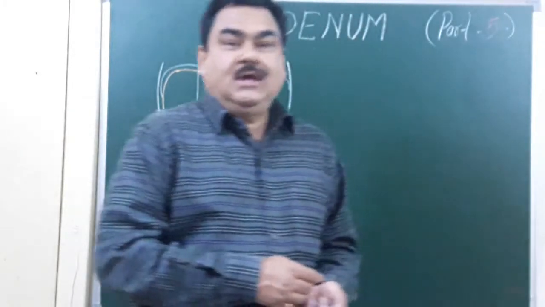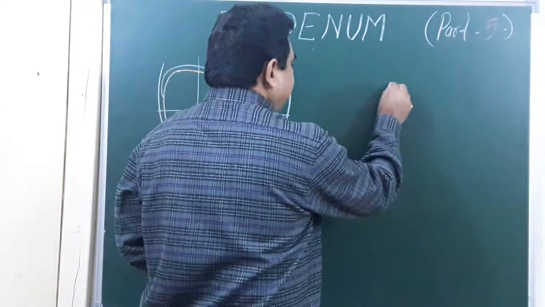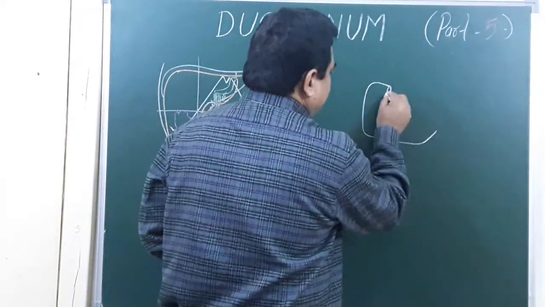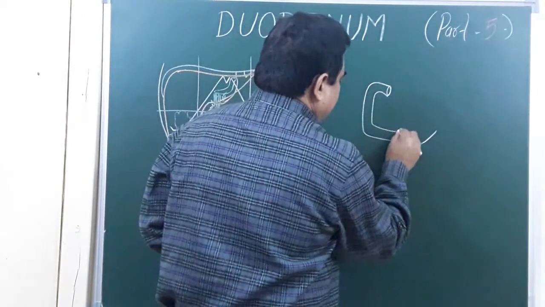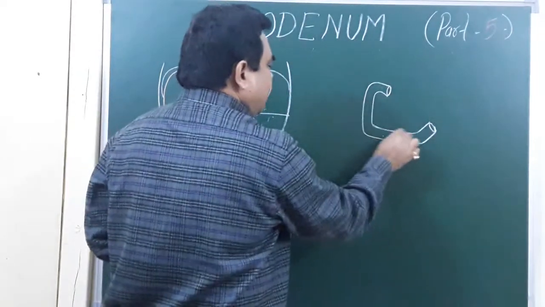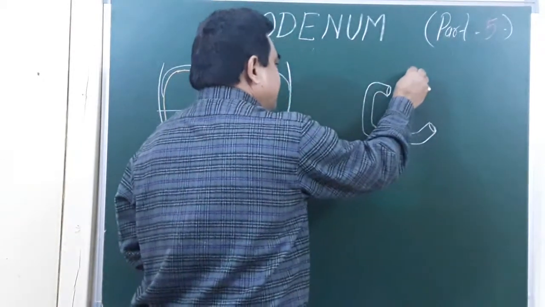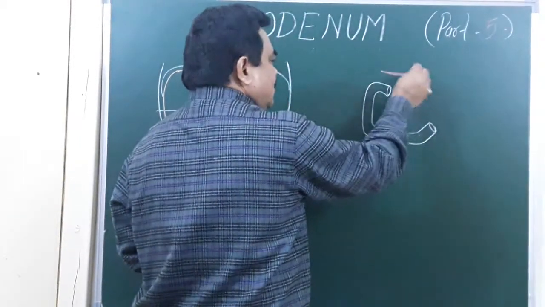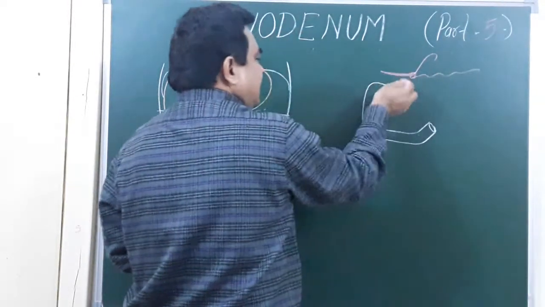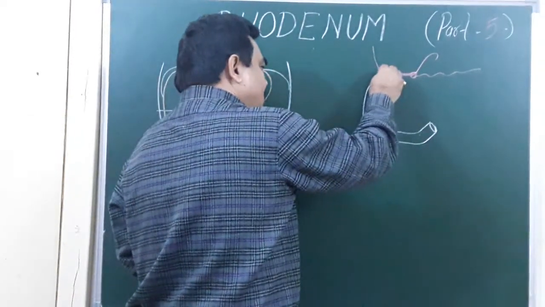Now we'll discuss the arterial supply of the duodenum. Here is the position of the duodenum. This is the duodenum, first, second, third, fourth part. Here is the celiac trunk. As you know, it gives 3 branches: left gastric, splenic, and common hepatic. The common hepatic gives the hepatic proper and the gastroduodenal artery.